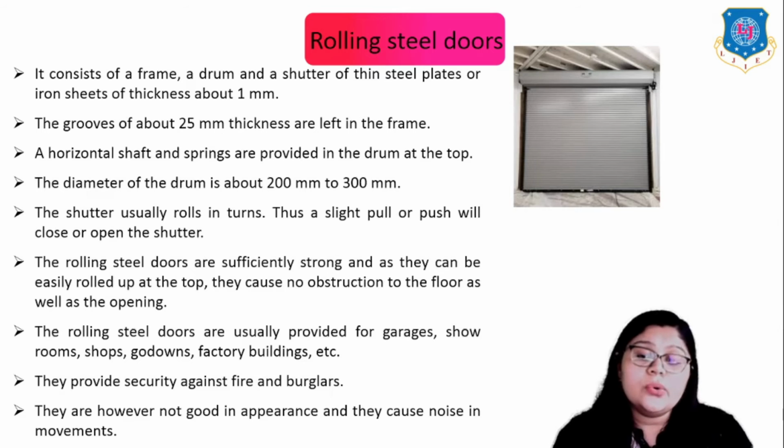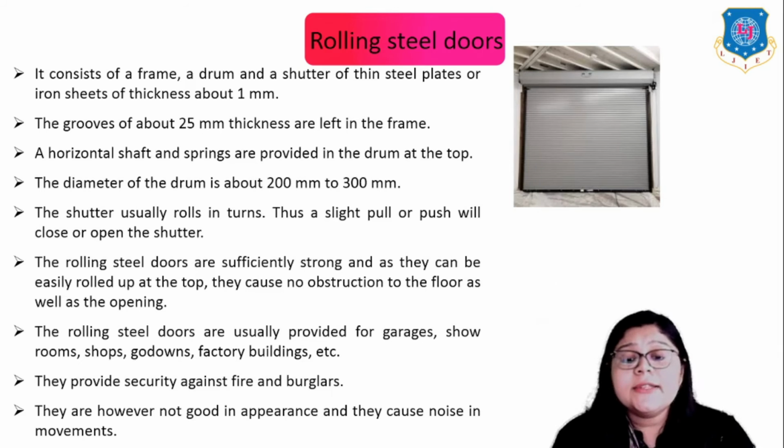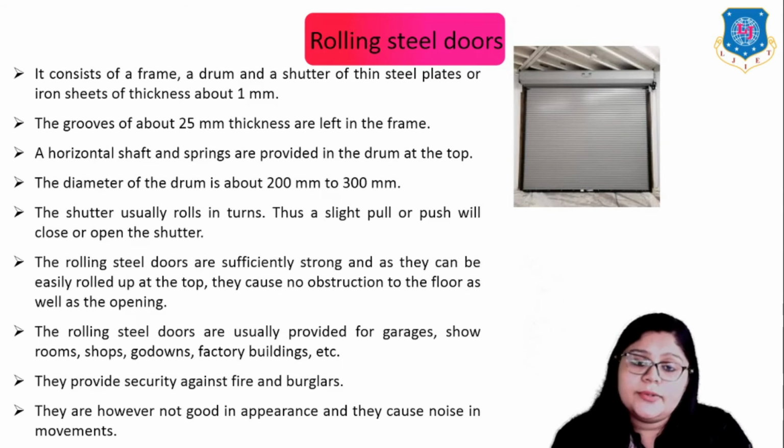The shutter usually rolls in turns, and thus a slight pull or push will close or open the shutter. Rolling steel doors are sufficiently strong, and as they can be easily rolled up at the top, they cause no obstruction to the floor as well as the opening. They are usually provided for garages, showrooms, shops, godowns and factory buildings, right? They provide security against fire and burglars. They are, however, not good in appearance, and they cause noise in movement, right? Here you can see a clear image of a rolling steel door.